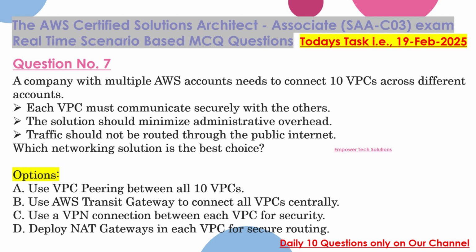Options: A. Use VPC peering between all 10 VPCs. B. Use AWS Transit Gateway to connect all VPCs centrally. C. Use a VPN connection between each VPC for security. D. Deploy NAT gateways in each VPC for secure routing.